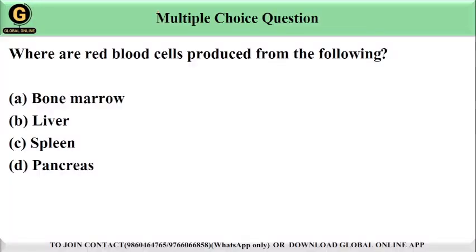Question is, where are red blood cells produced from the following? We have options for this question. Option A, bone marrow. Option B, liver. Option C, spleen. And option D, pancreas. Guys, the correct answer will be option A, bone marrow, because red blood cells are primarily produced in bone marrow, especially in the flat bones and the end of long bones. This process called hematopoiesis ensures a continuous supply of oxygen carrying cells in the body. So the correct answer is option A, bone marrow.